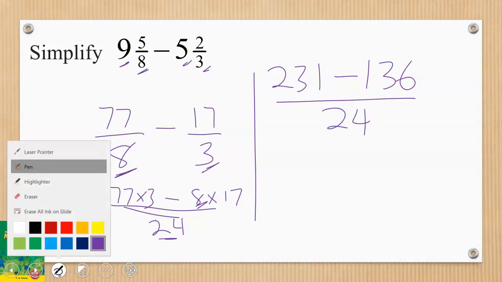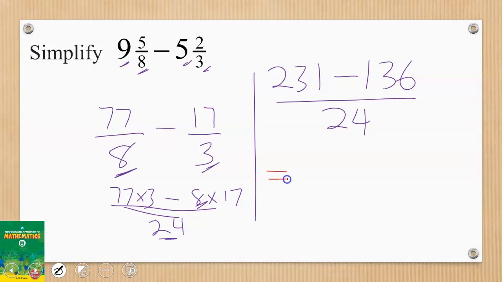Now we can do simple arithmetic here. What is 231 minus 136? That would be 95, okay, divided by 24. And you can see that 95 and 24 don't have any common divisor that can divide both the numerator and the denominator. And so what we have to do is to leave our answer this way or convert it again to a mixed number.